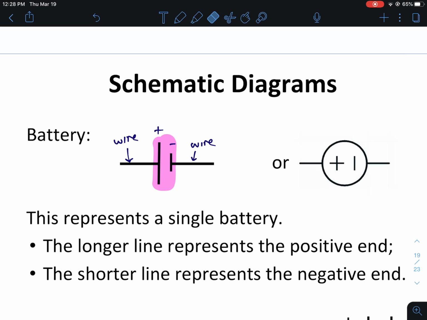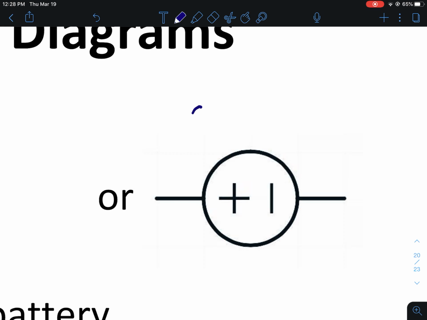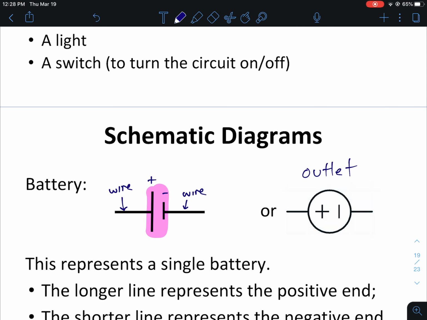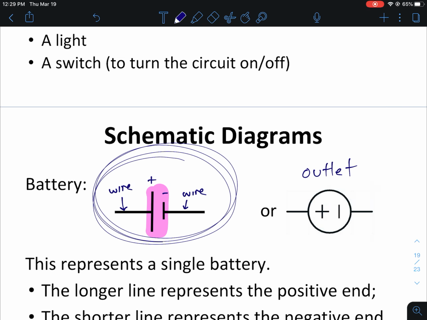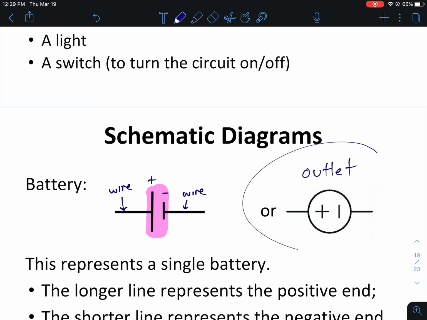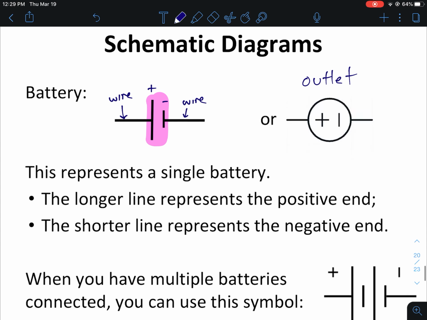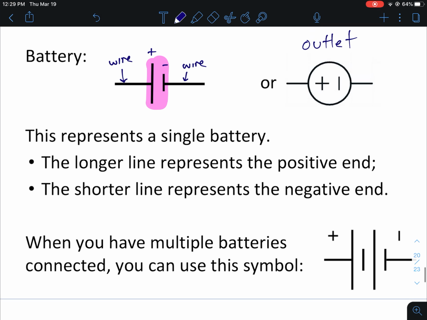What you will see oftentimes, especially on homeworks, if we use an online resource to draw different schematics, you will also see this sort of deal to indicate a voltage source. This is typically used for an outlet or a power source that's not a battery. This is usually used to show a dry cell or a battery, whereas this is used to show an outlet in a wall. Either way, they both mean a voltage source. They both have a positive, negative end.